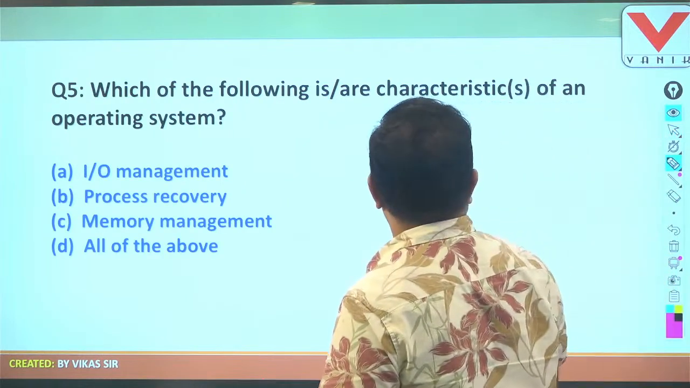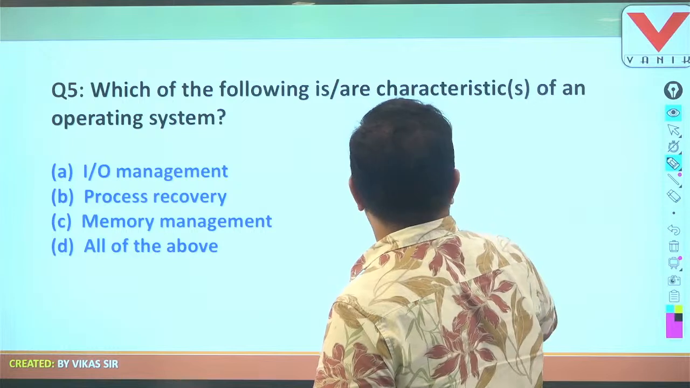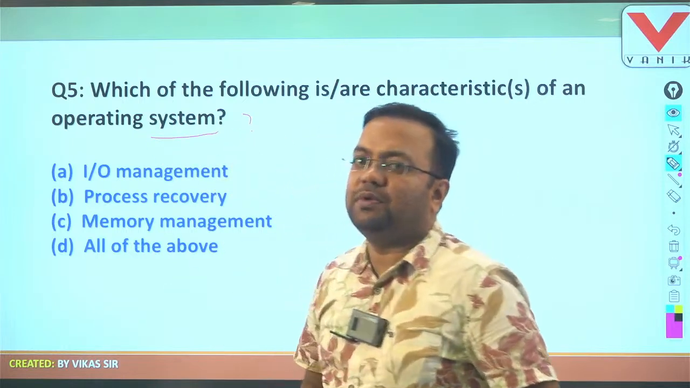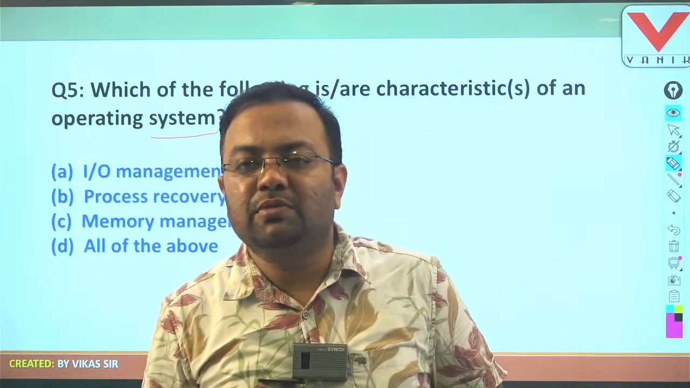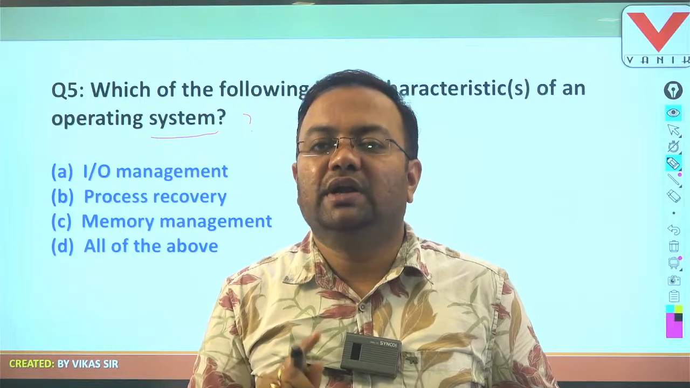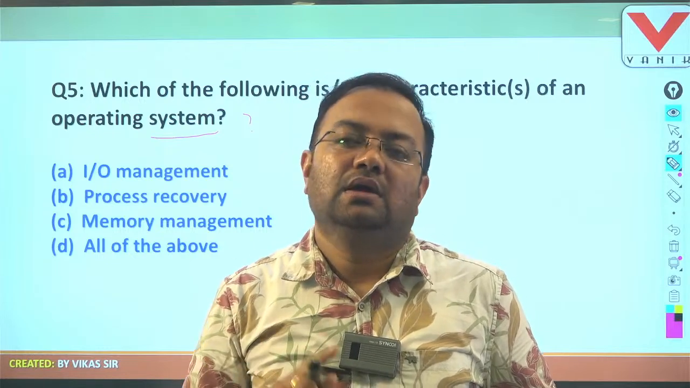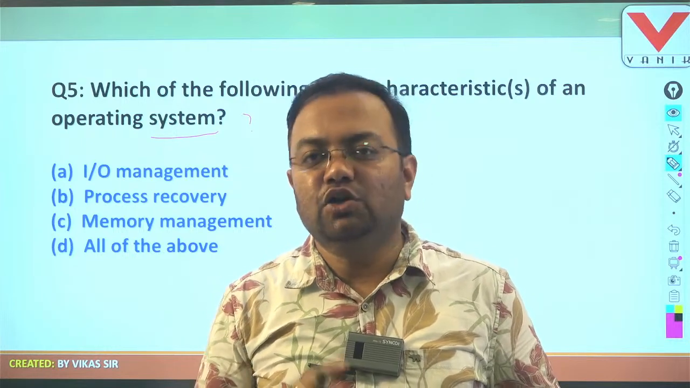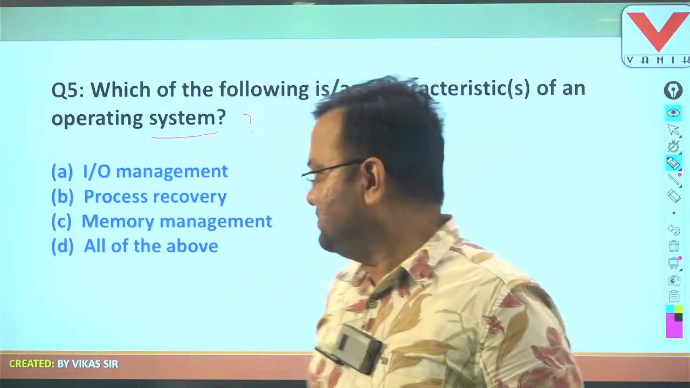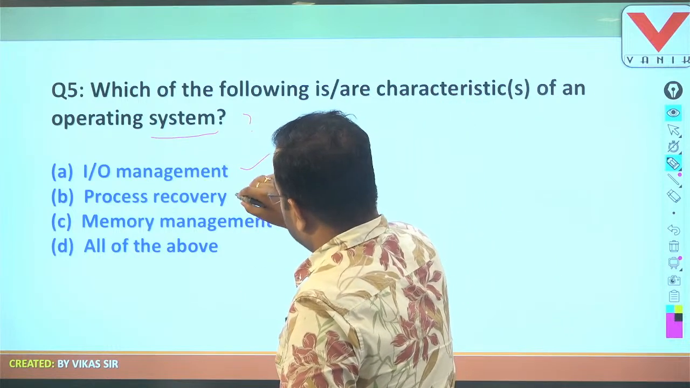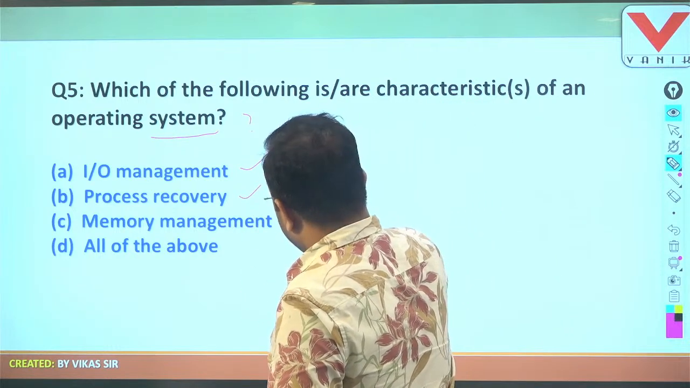Which of the following characteristics of operating system? So it has asked about what is the characteristics of operating system. So students, remember that operating system has 5 important characteristics: process management, task management, disk management, IO management and memory management. So IO management is there, good. Process management is there, memory management is there.